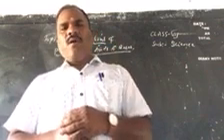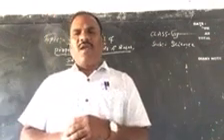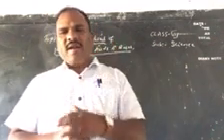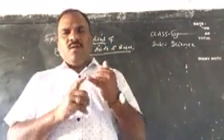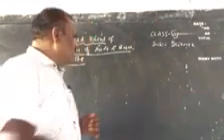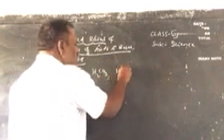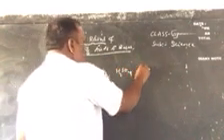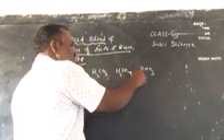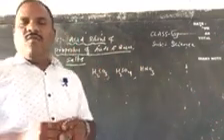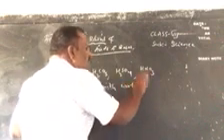Children, acid rains are the combination of carbonic acid, sulfuric acid, and nitric acid with rainwater. The combination of carbonic acid, that is H2CO3, sulfuric acid H2SO4, nitric acid HNO3, etc. The combination of carbonic acid, sulfuric acid, and nitric acid with water is called acid rain.